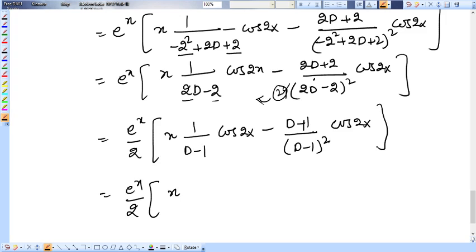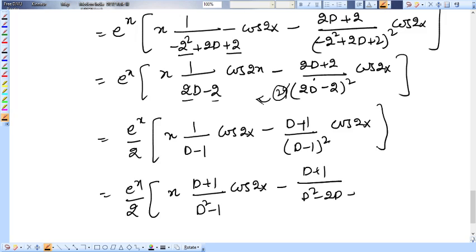Now in order to make it a square, we are going to multiply and divide by (D plus 1). When you multiply the denominator by (D plus 1), it becomes (D square minus 1) cos 2x, minus, now open up the square, (D square minus 2D plus 1) cos 2x.